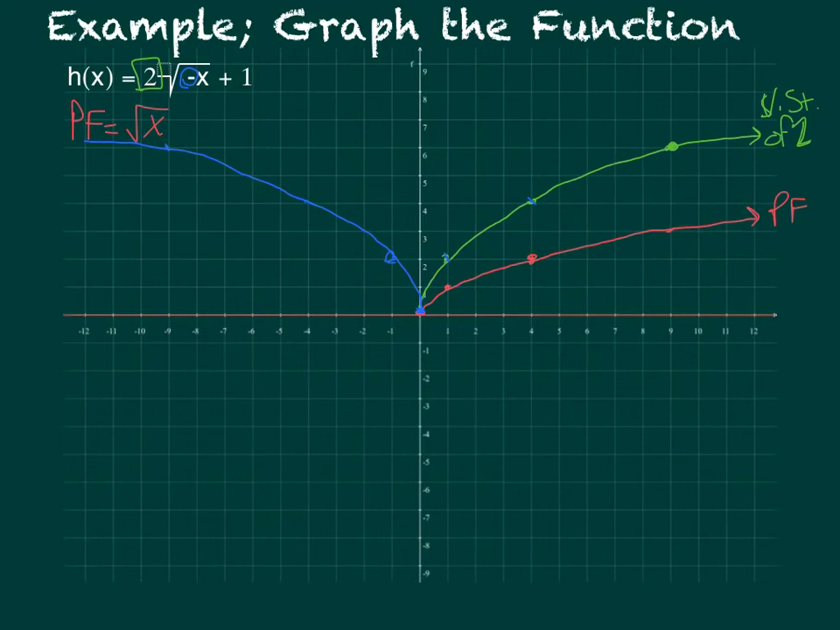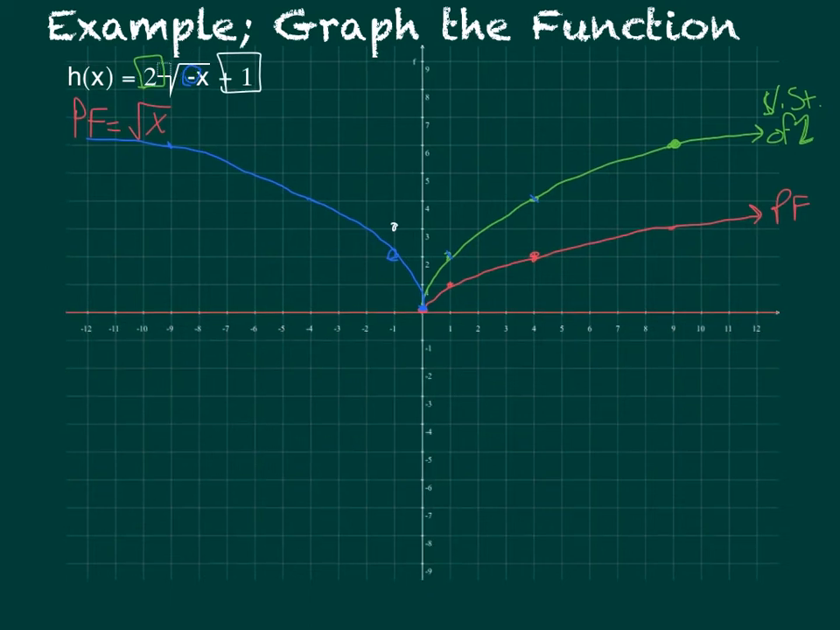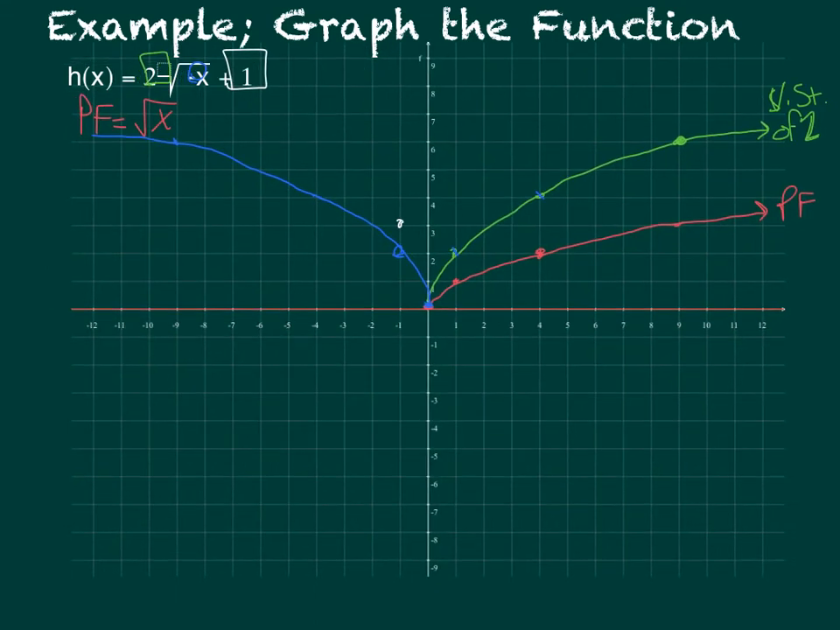Okay, and now the last part, we have this plus 1 on the outside, so that's going to take it up 1. So now I'm going to take all those points, and I'm going to shift all of the points up 1. So there's up 1, this one would move up 1, and then up 1, and up 1, so then I'm just going to connect those. So the white is my final graph.